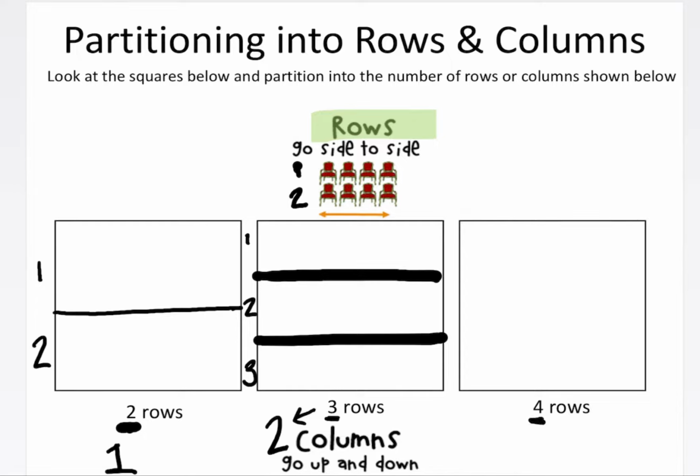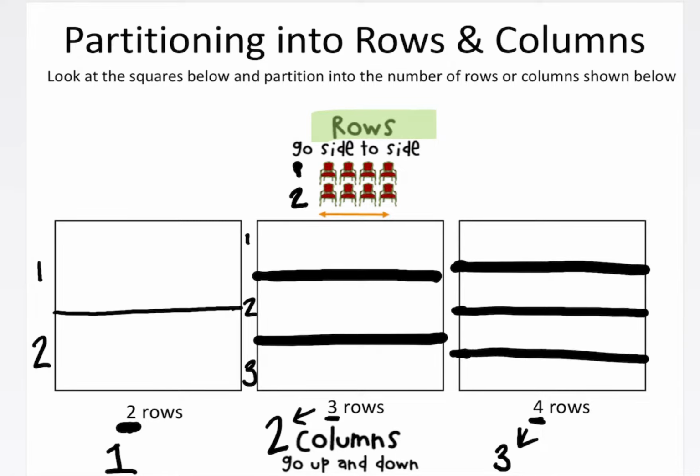Now, if I want to draw 4 rows, how many lines do I have to draw? Remember, if I wanted 2 rows, I draw 1 line. 3 rows, I draw 2 lines. 4 rows, I draw 3 lines. So 1, 2, 3. Sometimes when I'm drawing a lot of rows like that, I like to mark it out. So I marked it out. They seem even. So 1, 2, 3. And that gives us 1, 2, 3, 4 rows in our square. So remember, rows go side to side.